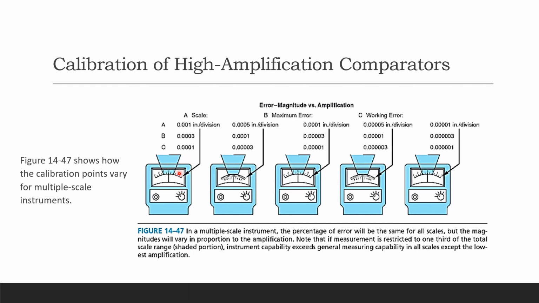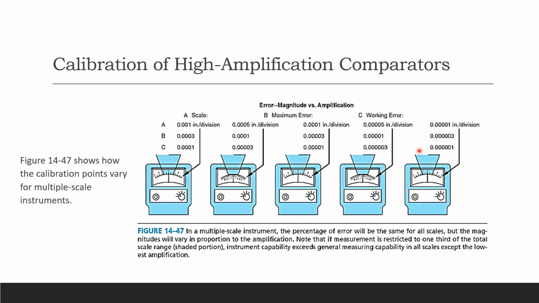So here you can see the scale, okay, A is 0.001 inch per division, and B is 0.0003, and your C is going to be 0.0001. Okay. So A scale, and then B is going to give you a maximum error, and then C is going to give you a working error. So what is shown here on the numbers is just trying to tell you the magnitude, okay, of that error is going to be proportional to your amplification.